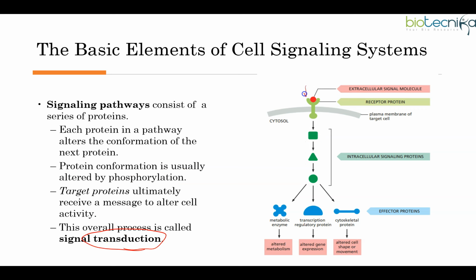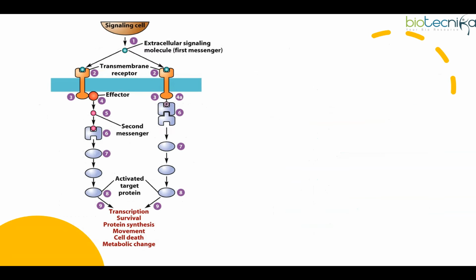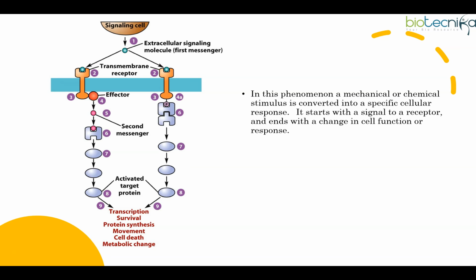Transduction means from some other source, and then through some sequence of events it is creating a change inside the cell. So it is transduced through the entire pathway. Now in this phenomenon, there are two major ways in which a signal can be transduced. A mechanical or chemical stimulus is converted into a specific cellular response. It starts with a signal to a receptor and it ends with a change in the cell function or response.